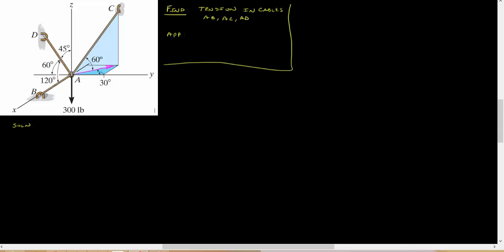So my approach on this problem is going to be to draw a free body diagram, get my position vectors. Remember that term, position vector, we covered it a while back. And we're going to use our equilibrium equations. So let's go ahead and draw a free body diagram.